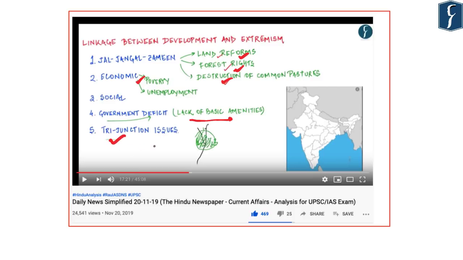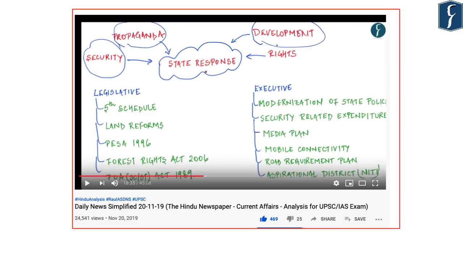We had also discussed the issues related to the tri-junction, that the Naxalite movement had earlier been concentrated on the tri-junction of Chhattisgarh, Odisha and Andhra Pradesh. And now there is a report that from this tri-junction, the Naxalite movement is migrating to the tri-junction of Karnataka, Tamil Nadu and Kerala. Now, as far as state response is concerned, that was also discussed in the same DNS, where it has four components, mainly propaganda, development measures, giving rights to the local people, as well as security measures. And various legislative and executive measures were also discussed.